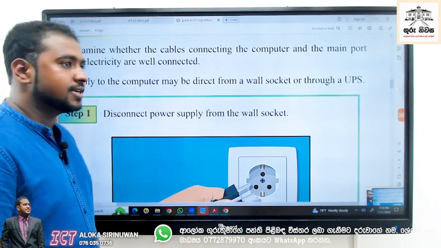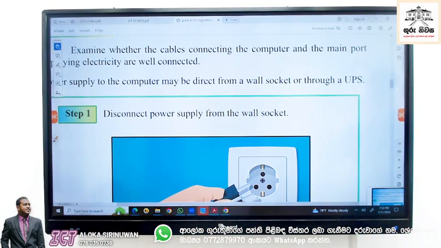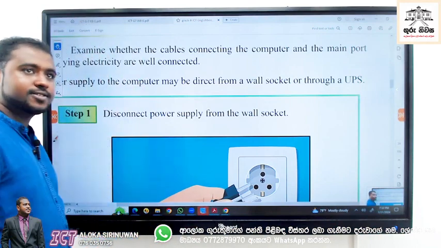I think those lessons are too easy for you, right? Yeah, too easy. I think your syllabus should be more complex then. If I become a parliament member, I will change all of this. Sir, can you repeat that sentence again? Disconnect power supply from the wall socket.